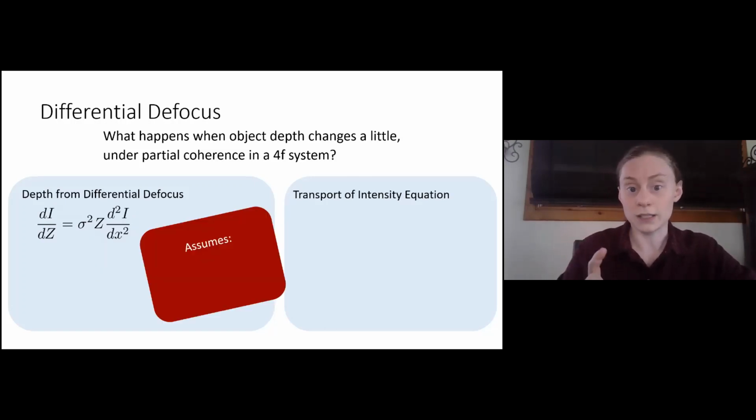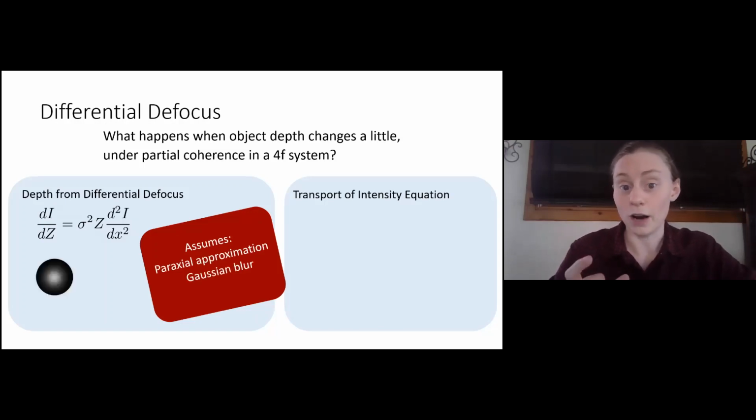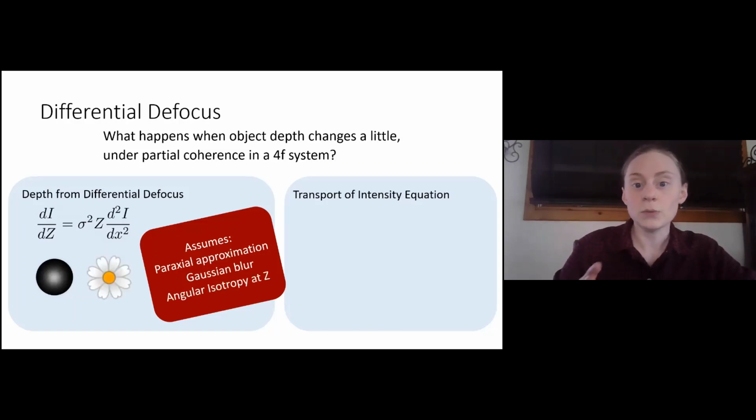But this is going to come with some assumptions. So first we take the paraxial approximation, but we'll also require a Gaussian apodizer or aperture code. And additionally, we'll require an object with a well-defined depth, like a Lambertian plane or a point source that has some angular isotropy at that depth. And this is leaning pretty heavily on the assumption of partial coherence, right? So this is going to break down as the scene becomes more coherent.